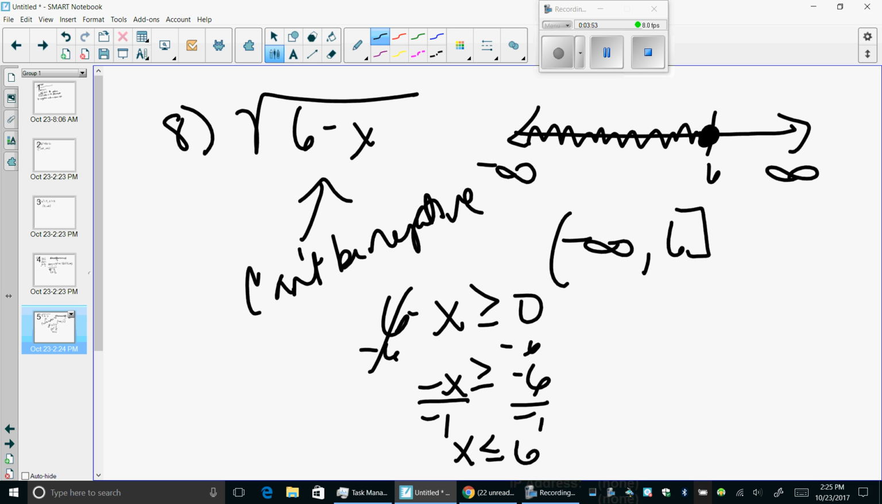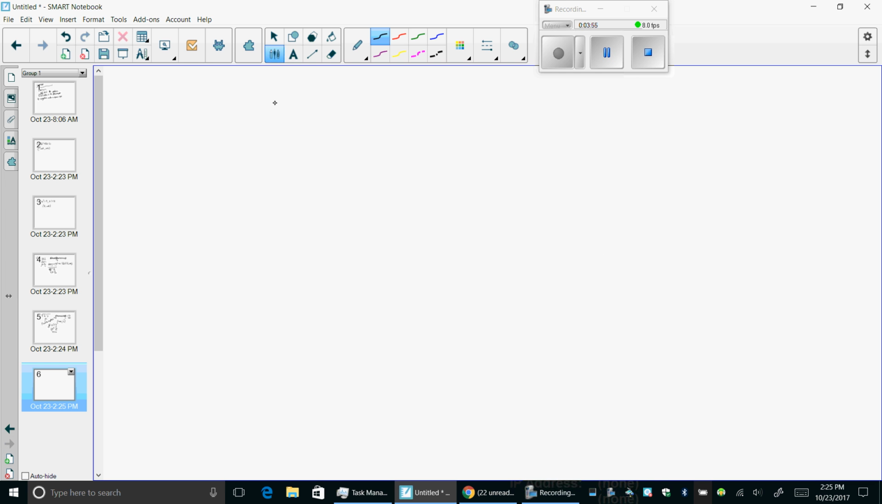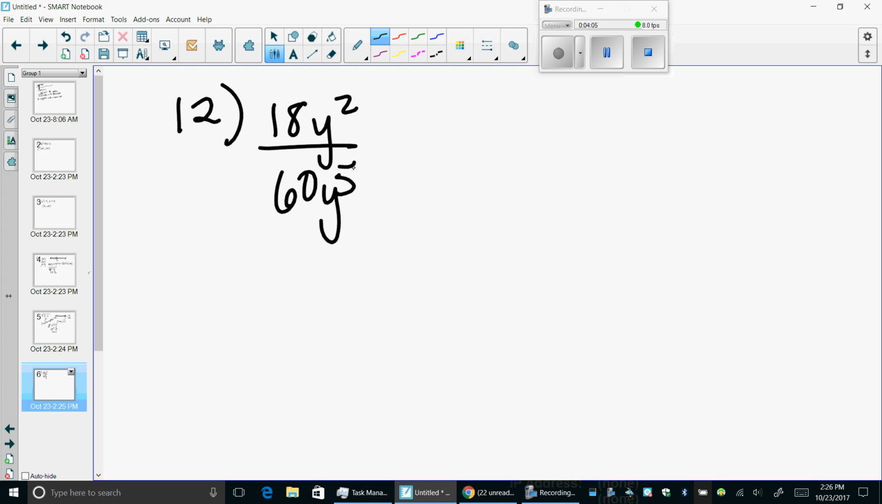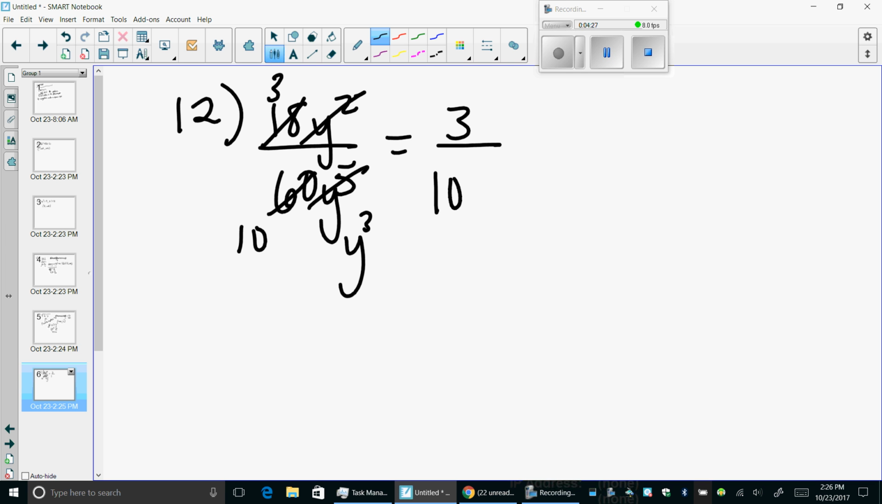All right, and then we moved over to problem number 12, where you had to start simplifying. In 12, it's 18y squared over 60y to the 5th. So what I want to look for is common factors. Like 18 and 60 can both be divided by 6. 18 divided by 6 is 3. 60 divided by 6 is 10. And y squared and y to the 5th have a common factor of y squared. I could remove all of them here, and that would leave me with y cubed on the bottom. So my answer to number 12 would be 3 over 10y cubed.